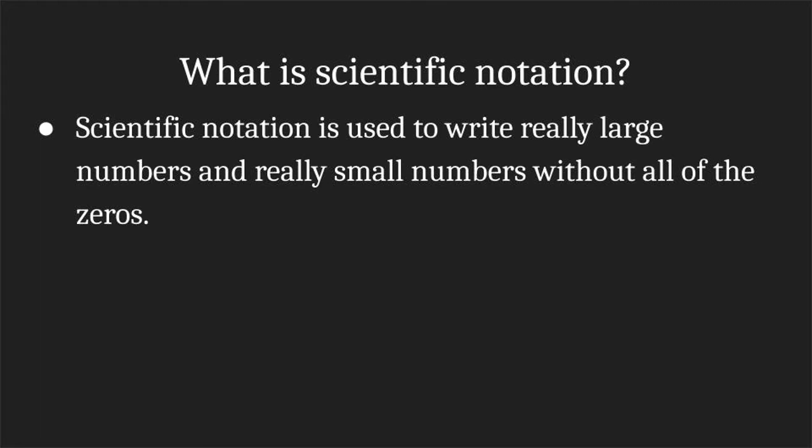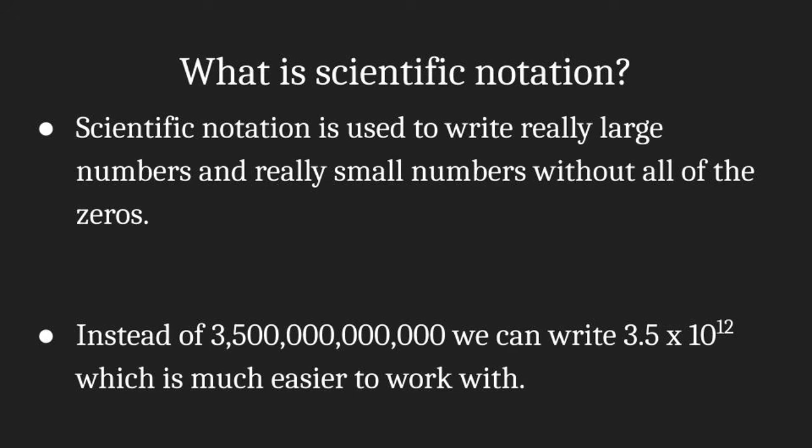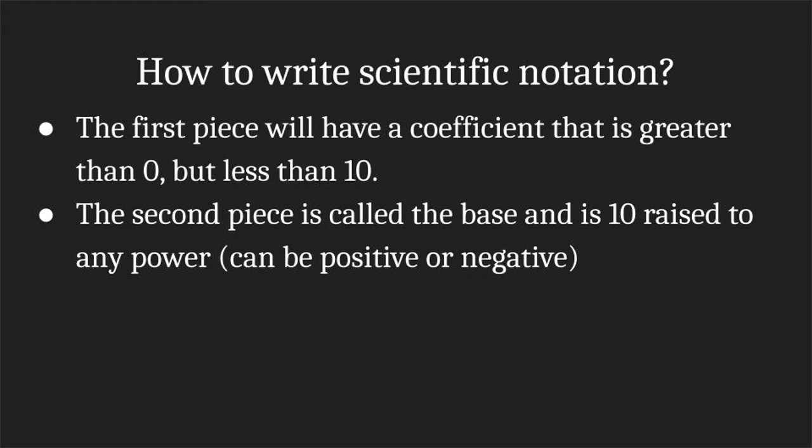Scientific notation is a tool used to write really large numbers and really small numbers without writing all of the zeros. So, for example, instead of writing 3,500,000,000,000 with those 11 zeros, we could just write 3.5 times 10 to the 12th, which is much easier to work with and do math with. So next, how do we write numbers in scientific notation?